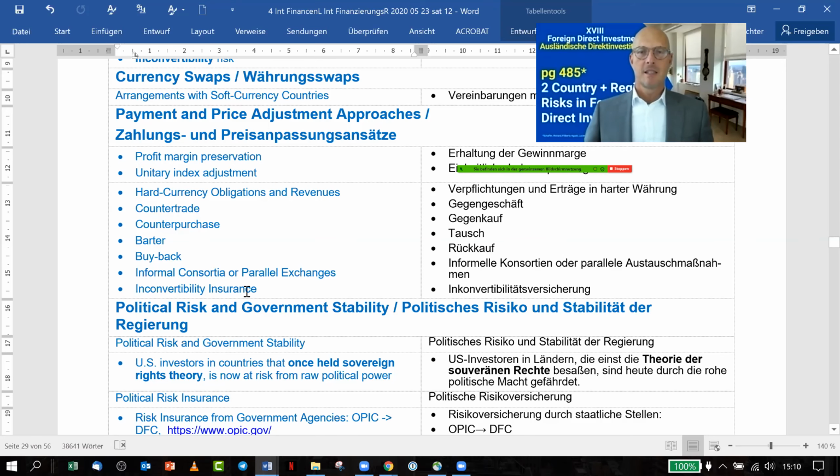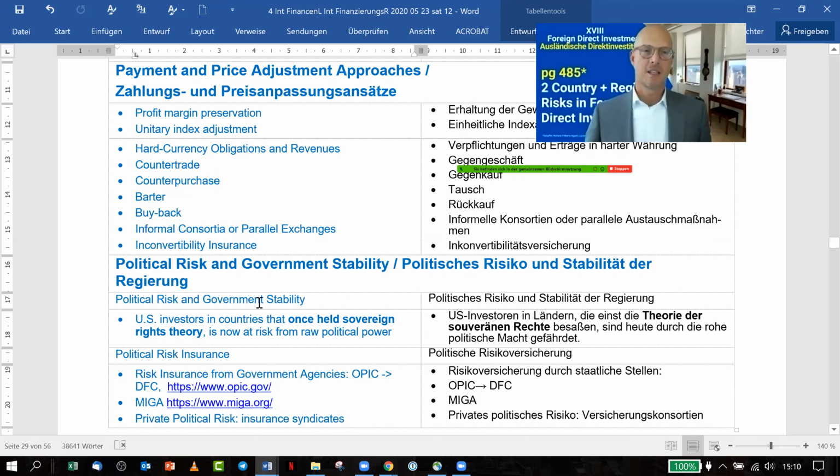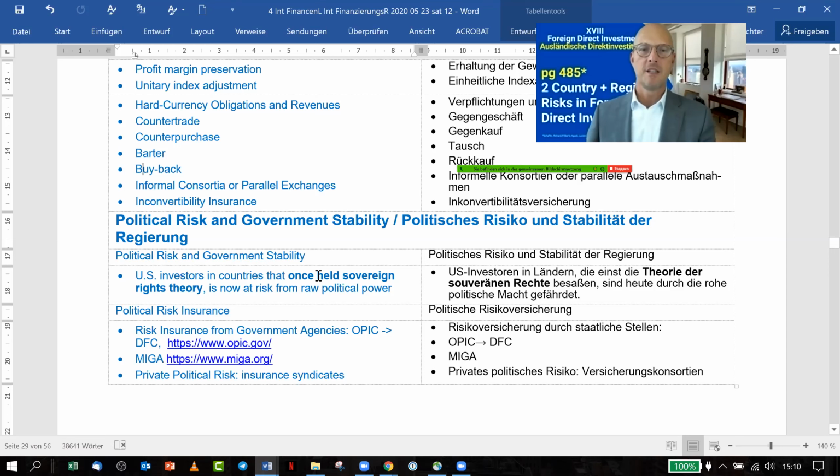But you can see in some countries we have some risk, and government stability is very important these days if you do a direct investment in a host country. So in former days, we had the theory that was called the sovereign rights theory. So if we have a sovereign, a dictator, this was a very stable country. But today, we see that dictators sometimes also have just raw political power.